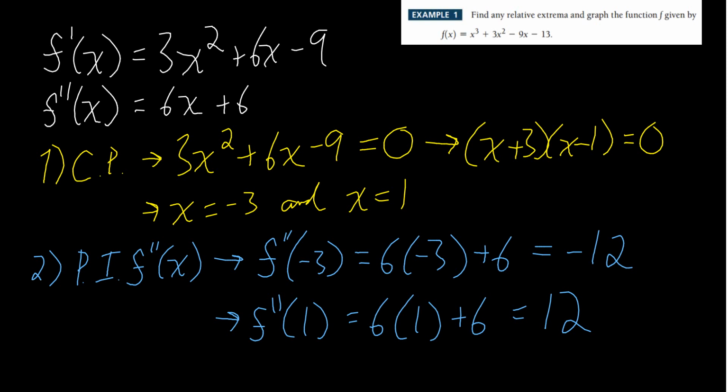So let's go ahead and put, what in the world is going on? This is going to be a maximum. And since this is greater than 0, it is going to be a minimum. Okay. So we found some relative extrema. We know that at -3 we are a maximum, and at positive 1 we're going to be a minimum.